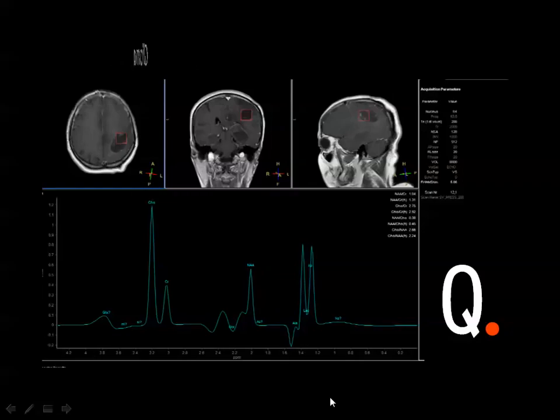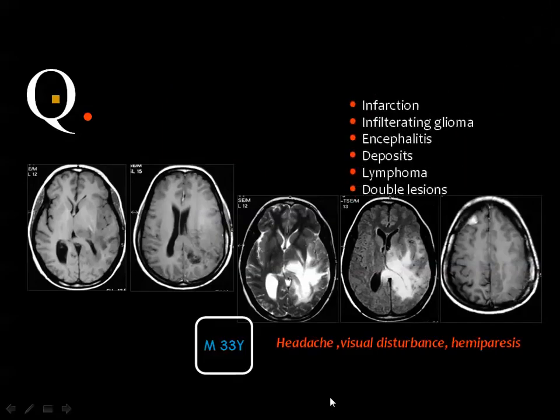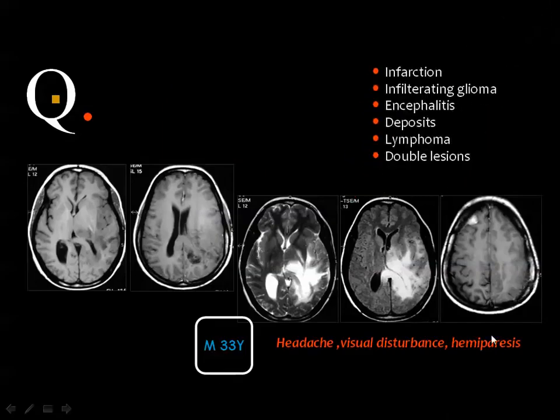Then you see this in axial MRI T1 and T2 and FLAIR and contrast. This patient presented by headache, visual disturbance, and hemiparesis. He is 33 years old.